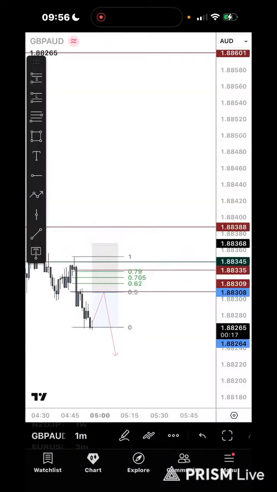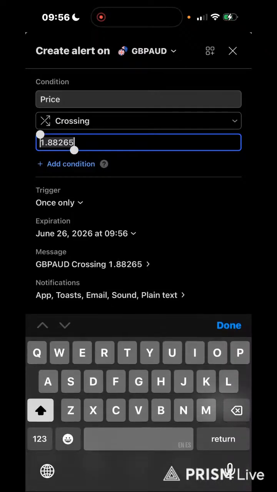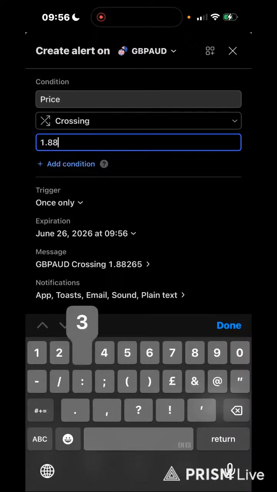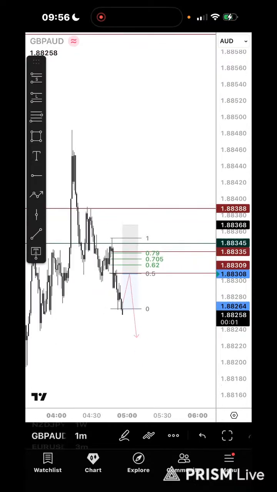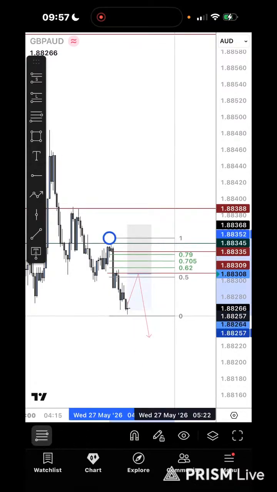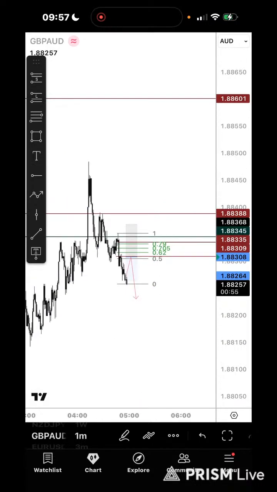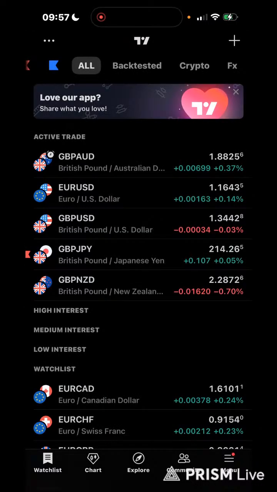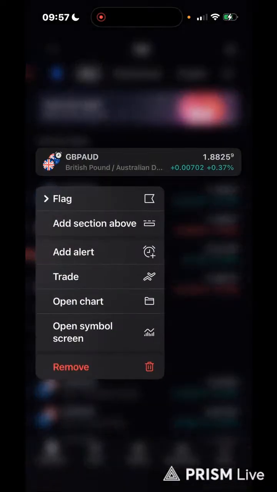Okay, now what's the level? 88308. Okay, it's an alert. This is what we're looking for. Obviously, price could easily go down more, but we are expecting for price to come back up. And yeah, that's the first kind of valid trade idea we have, which is very close to entry. I'm going to flag this.